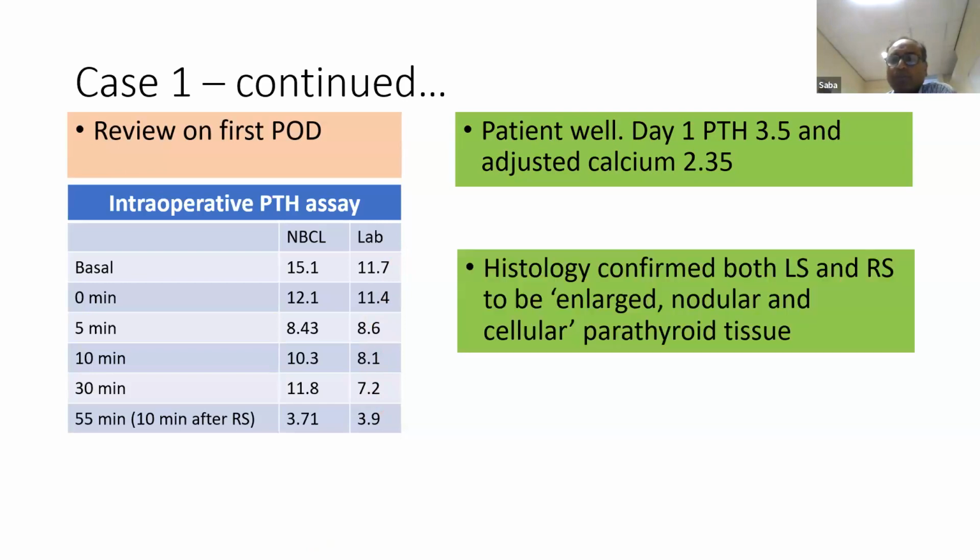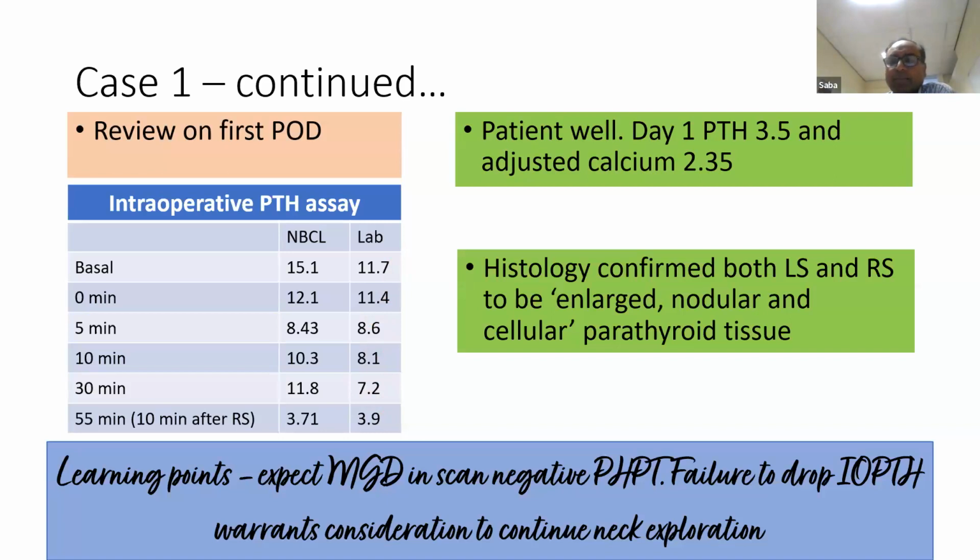Histology showed that both the left superior and the right superior were enlarged, nodular, and hypercellular. So clearly this is a two abnormal gland problem. And I guess the learning point for me is that if you have scan-negative disease, you've got to think about the possibility of multi-gland disease and multi-gland disease rates being higher. We do see quite a few multi-gland patients in our practice. 20% is our rate. And failure to drop certainly warrants consideration to continue neck exploration. So that's the first case, Omar. Do you want me to stop, and have you got any comments?